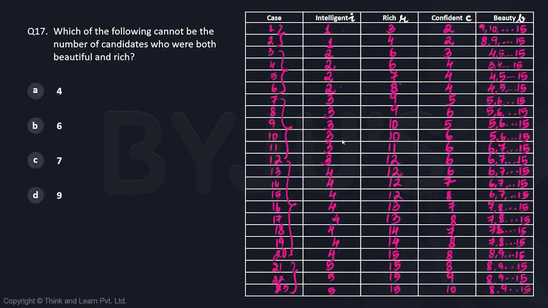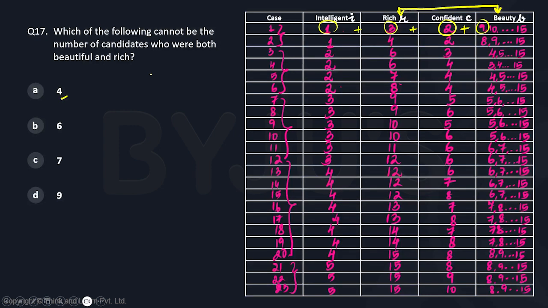Question number 17. Which of the following cannot be the number of candidates who were both beautiful and rich? Since we are talking about both beautiful and rich, we are looking at R and B, the last column and the third last column. Let's look at the options. Can we have 4 candidates who are both beautiful and rich? If we take the least number of candidates who are beautiful, which is 9, and the number of candidates who are intelligent, rich and confident, and if we add them, this will give us a total of 15.